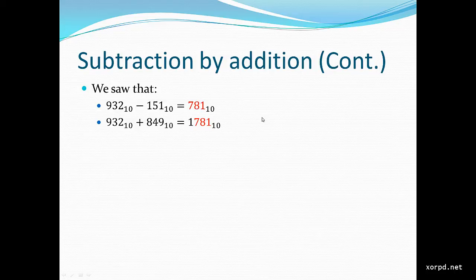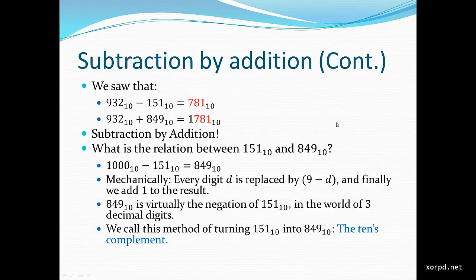And this is very interesting. This is an interesting phenomenon. We actually got subtraction by addition. Instead of trying to solve this, which is pretty hard, we changed it into trying to solve this addition problem. And the addition problem is easier. We just have this one digit in the end that we had to remember to remove.